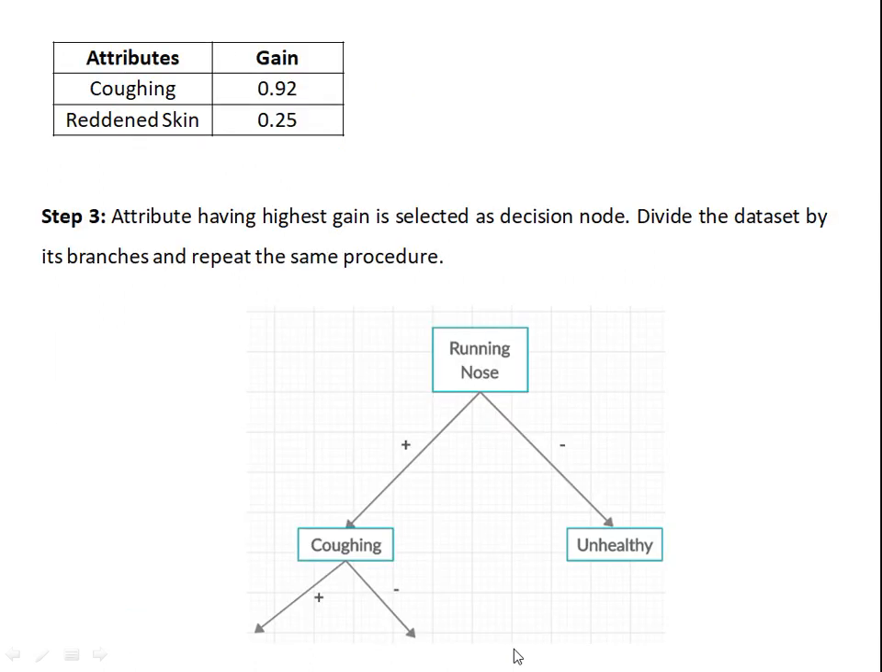Now again here in the table we write the values. For attribute cuffing we are getting 0.92, and for reddened skin we are getting 0.25. The gain of cuffing is more, so under running nodes we get cuffing as the decision node. After cuffing there are two values, plus and minus, that is two categories are there.